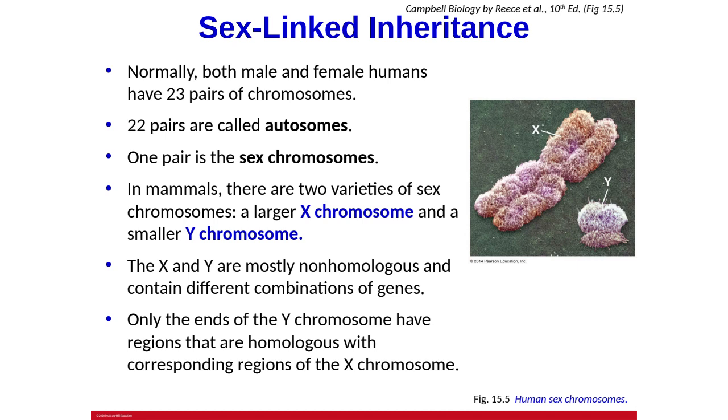In mammals, there are two varieties of sex chromosomes. There's the larger one, which is called the X chromosome, and the smaller one, which is called the Y chromosome. The X and Y are mostly non-homologous, and this means they contain different genes. However, there are regions at the ends of the Y chromosome that are homologous with regions on the X chromosome. So there is a little bit of that, but in general, we're going to consider these to be non-homologous chromosomes, okay?